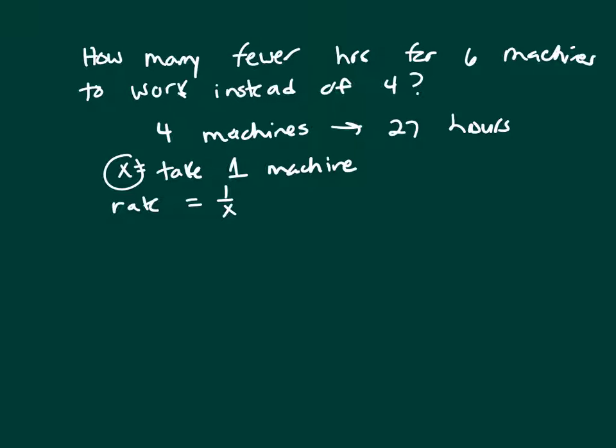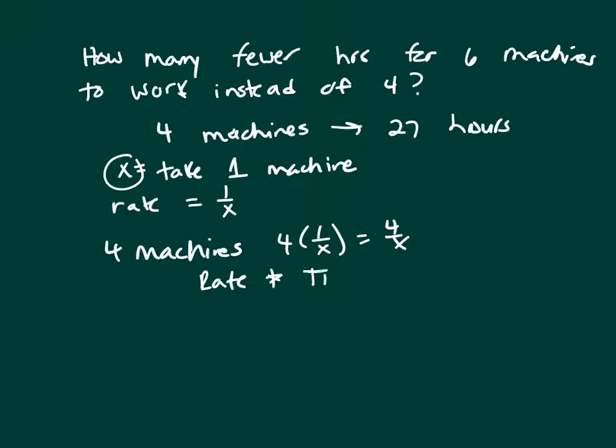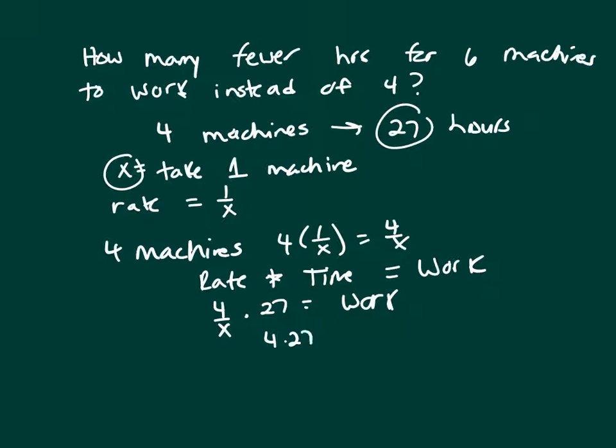So if I have 4 machines, then that rate would be 4 times 1 over X, which is 4 over X. And we know that rate times time equals work, or getting the job done. So if you have 4 machines, that's 4 over X times, they say it took 27 hours. That would give me the work. So just leave that as 4 times 27 over X equals work.